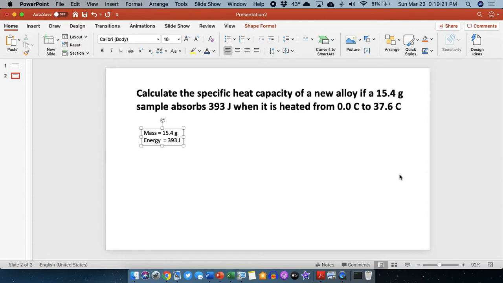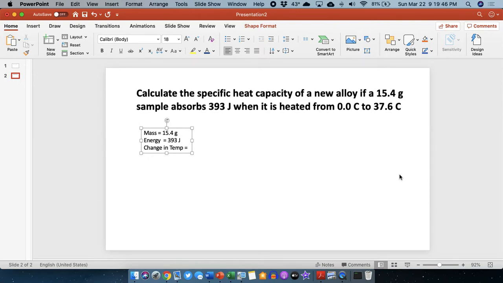Because of the unit, it tells me joules. Joules is always energy. Is that the right unit? Yeah, it is. Now, I also see I have 0 degrees Celsius and 37.6 degrees Celsius. So there's my change in temperature. Now, my change in temp, again, is going to be final minus initial. Which one's my final and which one's my initial?